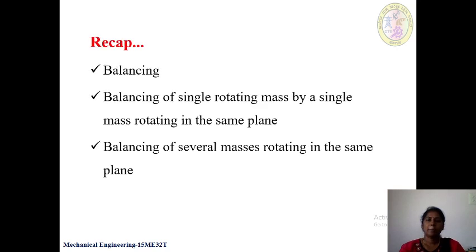Recap. Balancing is a process of providing a second mass in order to counteract the effect created by the first mass. The balancing of a single rotating mass by a single mass rotating in the same plane. Balancing of several masses rotating in the same plane.